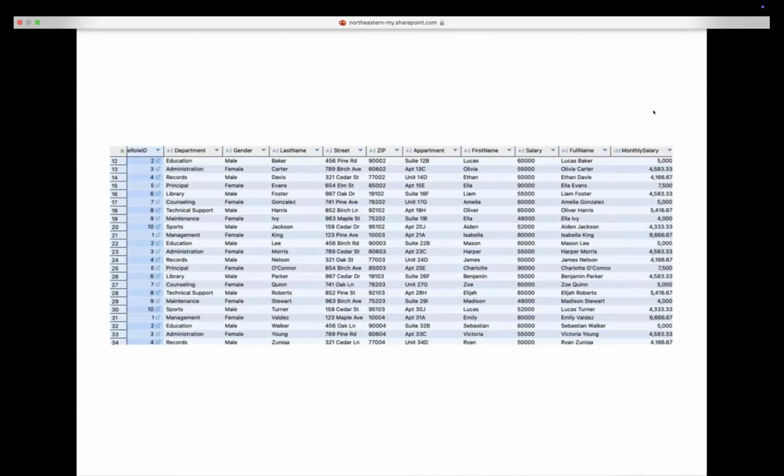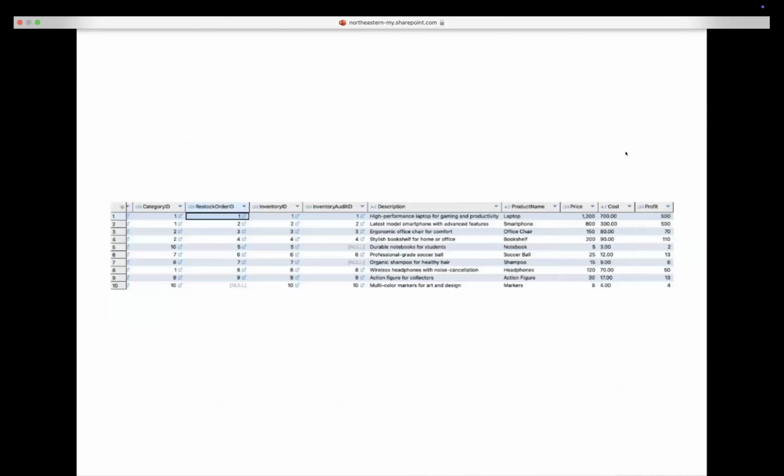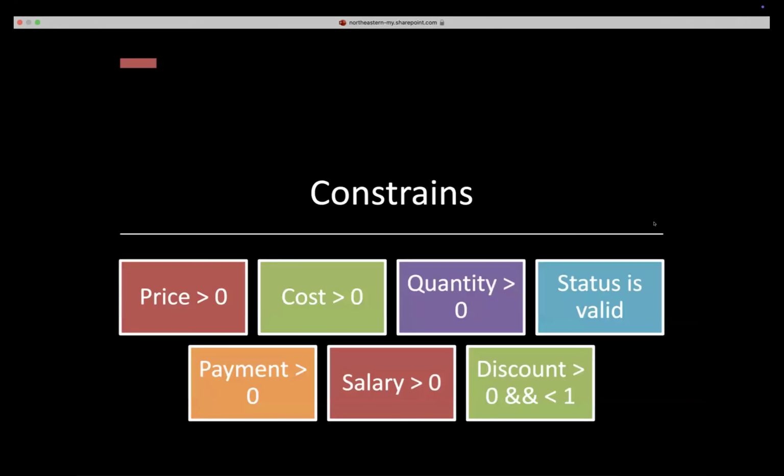And right here we have two more computed columns: full name and monthly salary. And right here we have the profit. This is also a computed column, which equals price minus cost. Let's go through the constraints.